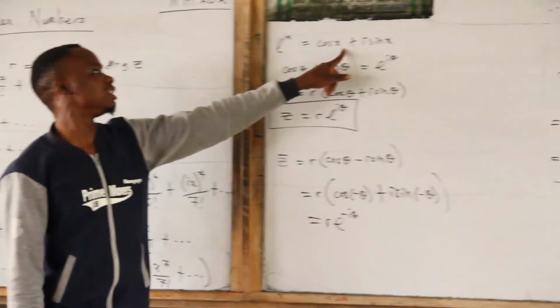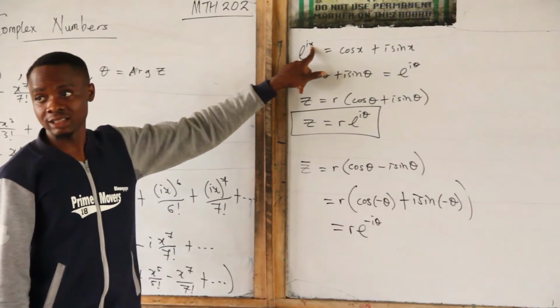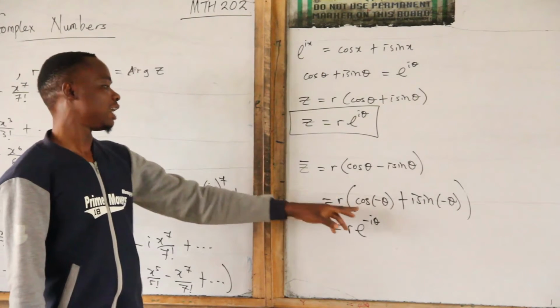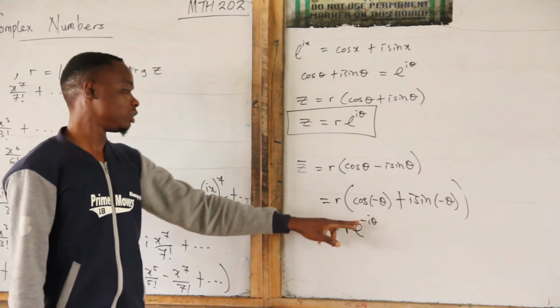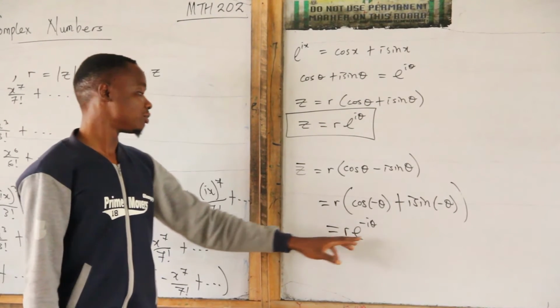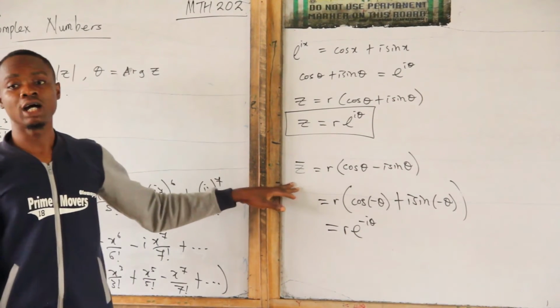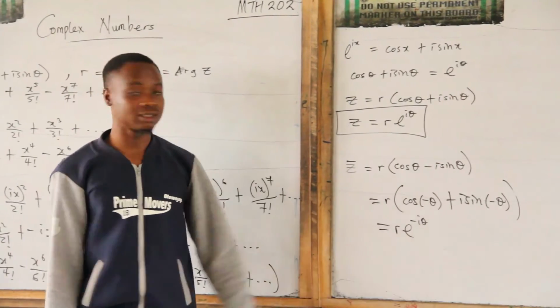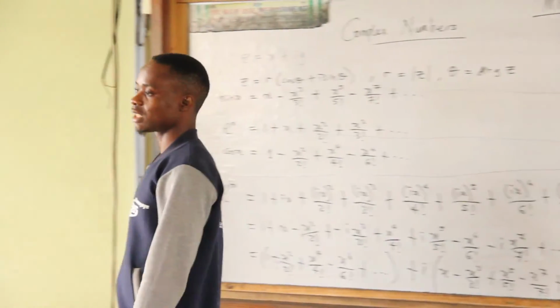Whatever you have here is what will be the coefficient of i in the power. Happy? So what do I have here now? Minus theta. That will be the coefficient of i in the power. Does it make sense? Did you get this? So I'm going to get the conjugate of this complex number. I'll write this in this form: r e raised to power minus i theta.